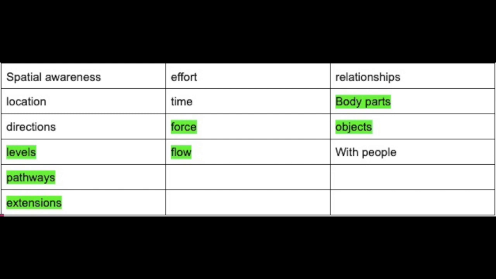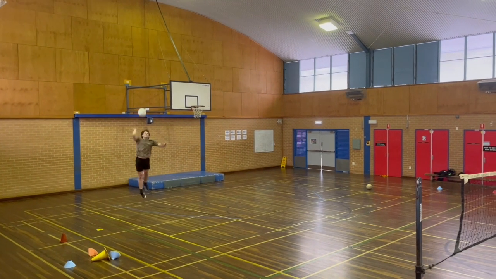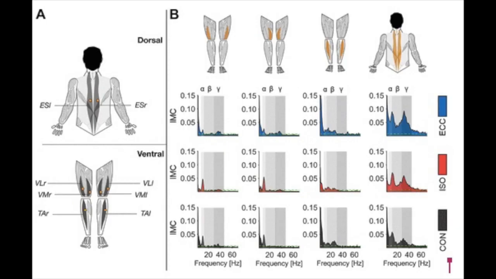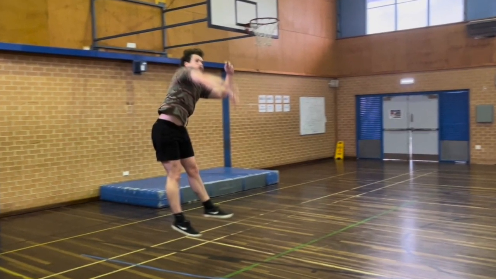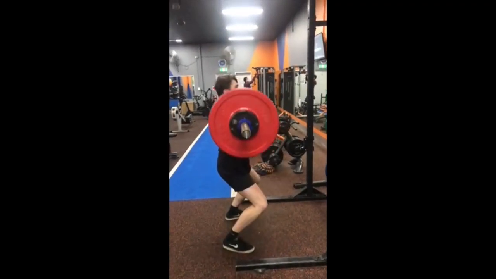Subconcepts we've identified in this movement are levels, pathways, extensions, force, flow, relationships with body parts as seen by the intramuscular and intermuscular coordination required, and relationships with objects as seen by the athlete striking the volleyball. The learner has prior experience in basketball and power and jump training. They have little experience in volleyball.